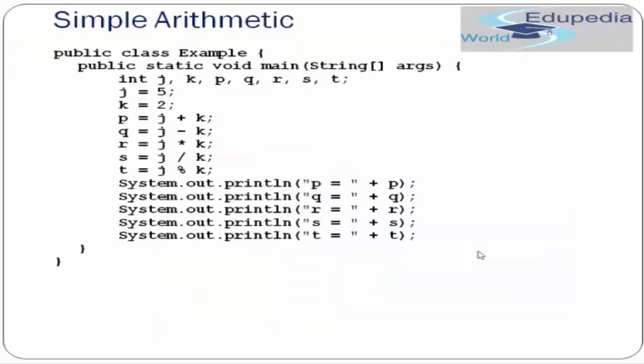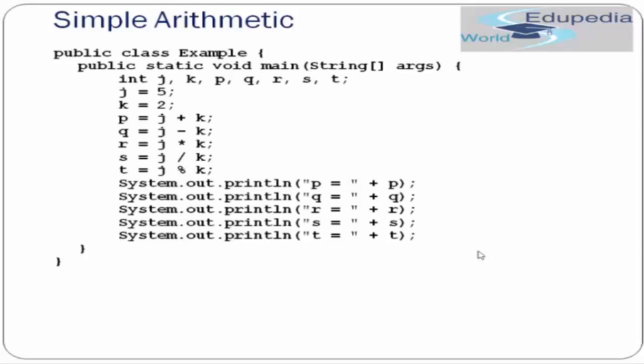Okay, so let's read a simple arithmetic operator example over here. It's a very simple example in which we have created a main method in an example class, and we have assigned a number of variables. We have assigned the values of two of them, which are j and k, and the values that we have assigned are 5 and 2. I hope that's quite clear and you would be able to guess the result.